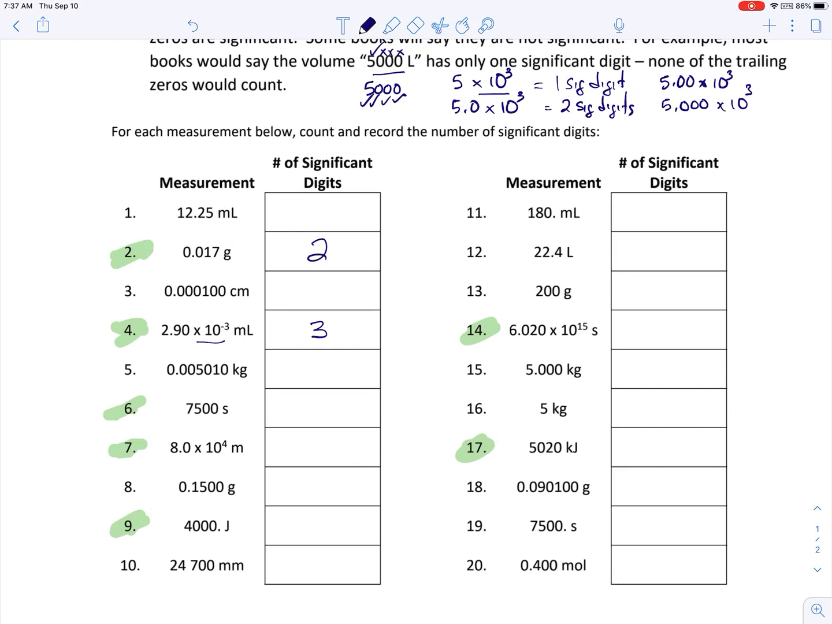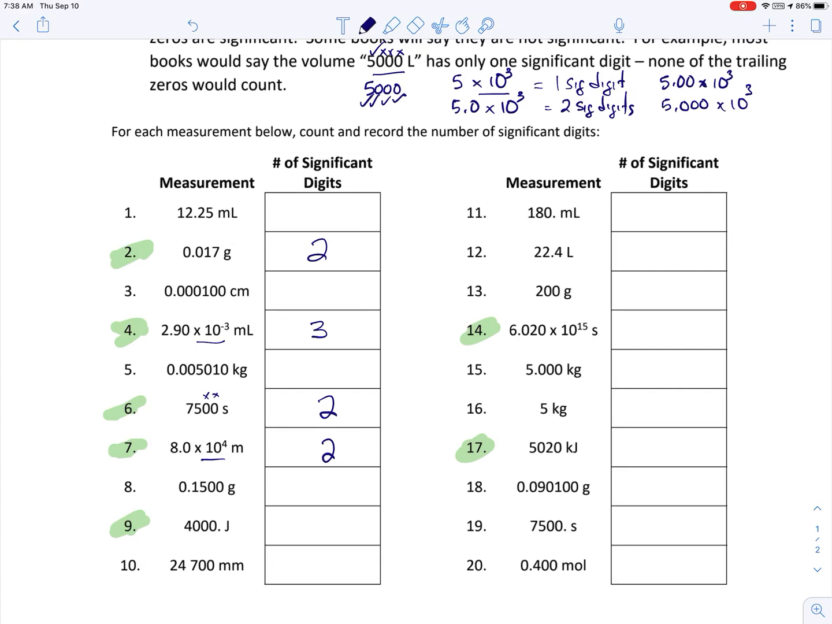Question 6, a whole number. I don't see a decimal at the end, so we'll follow that convention that says if there's no decimal visible, the zeros at the end do not count. So therefore, this has only two significant digits, the 7 and the 5. Number 7, scientific notation again. Times 10 to the 4 will not count. 8.0, the 0 there is trailing, but it has a decimal point visible, so it would count. That has two significant digits.